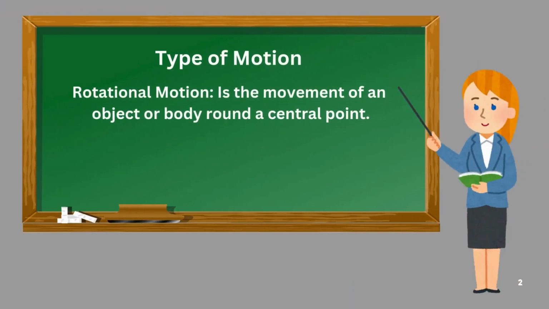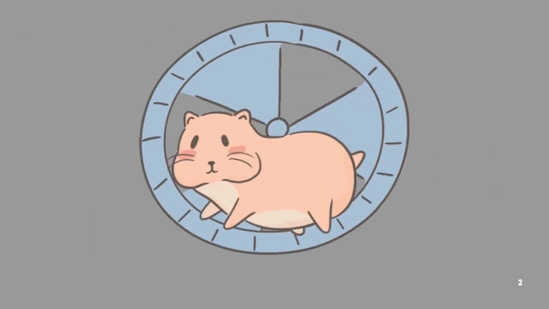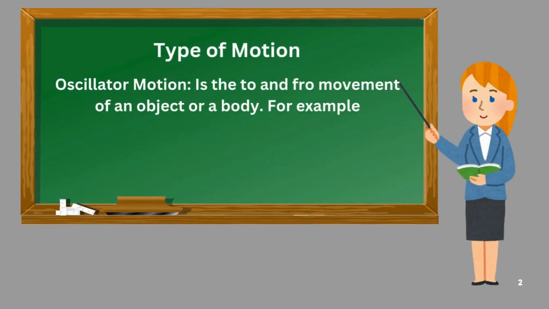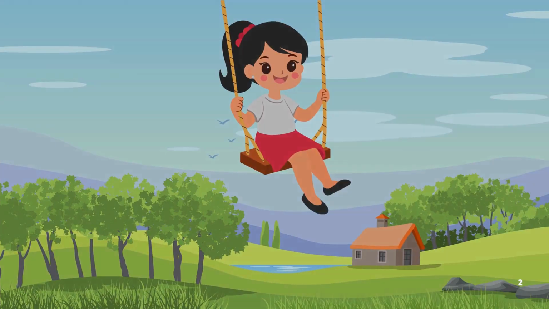Rotational motion is the movement of an object or body around a central point. For example, a rolling wheel. Oscillatory motion is the to and fro movement of an object or a body. For example, a child on a swing.